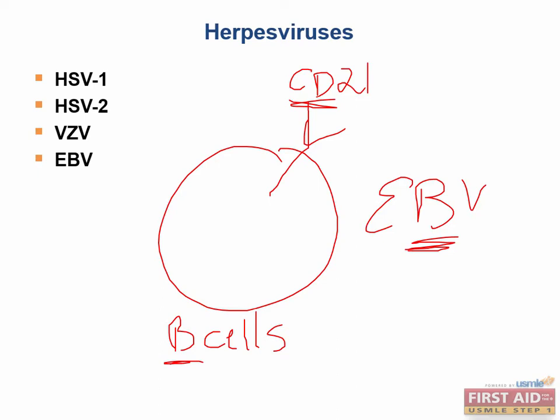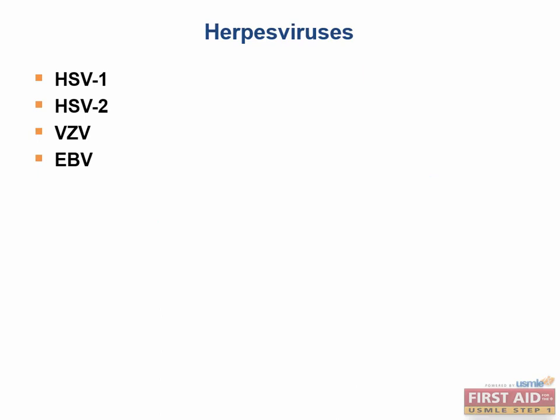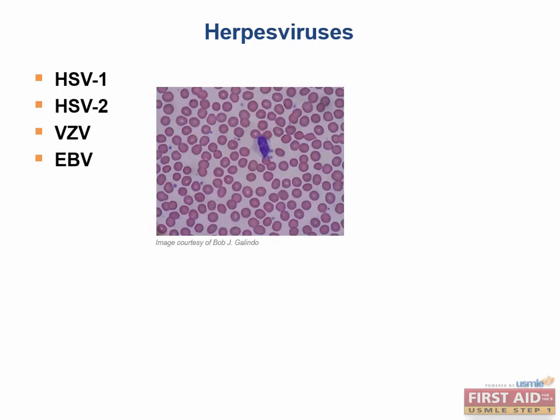So now, how do we diagnose an EBV infection? Well, diagnosis can be made in one of two ways. You can see an atypical lymphocyte on blood smear, or you can use the monospot test, also known as the heterophile antibody test. Here we can see a peripheral blood smear that shows an atypical T lymphocyte.